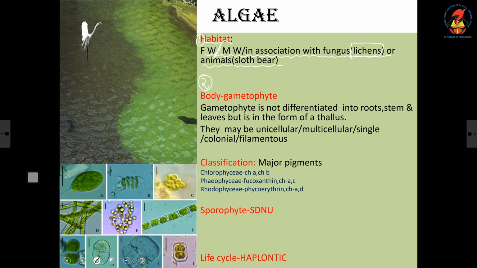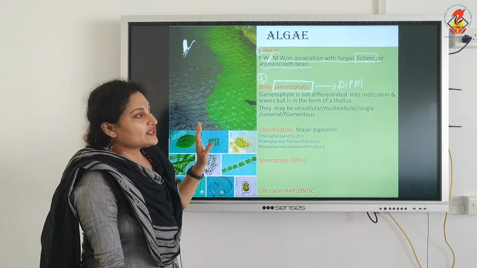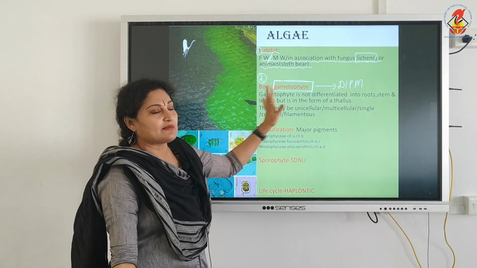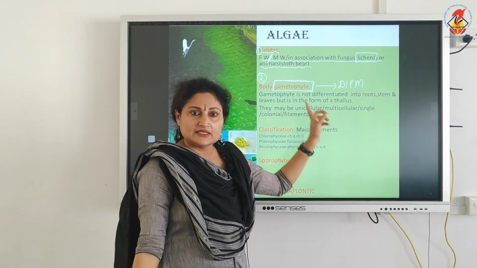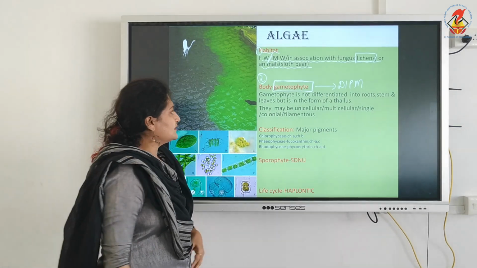Now after habitat we are going to deal with the body. Now I told you which is the dominant phase here, it is a gametophyte. So when I describe the body structure, it is a gametophyte. So definitely you have to write DIPM. You get one feature from the abbreviation DIPM. So here in algae the dominant phase is the gametophyte. So the real plant body is the gametophyte, which is dominant, independent, photosynthetic and multicellular.